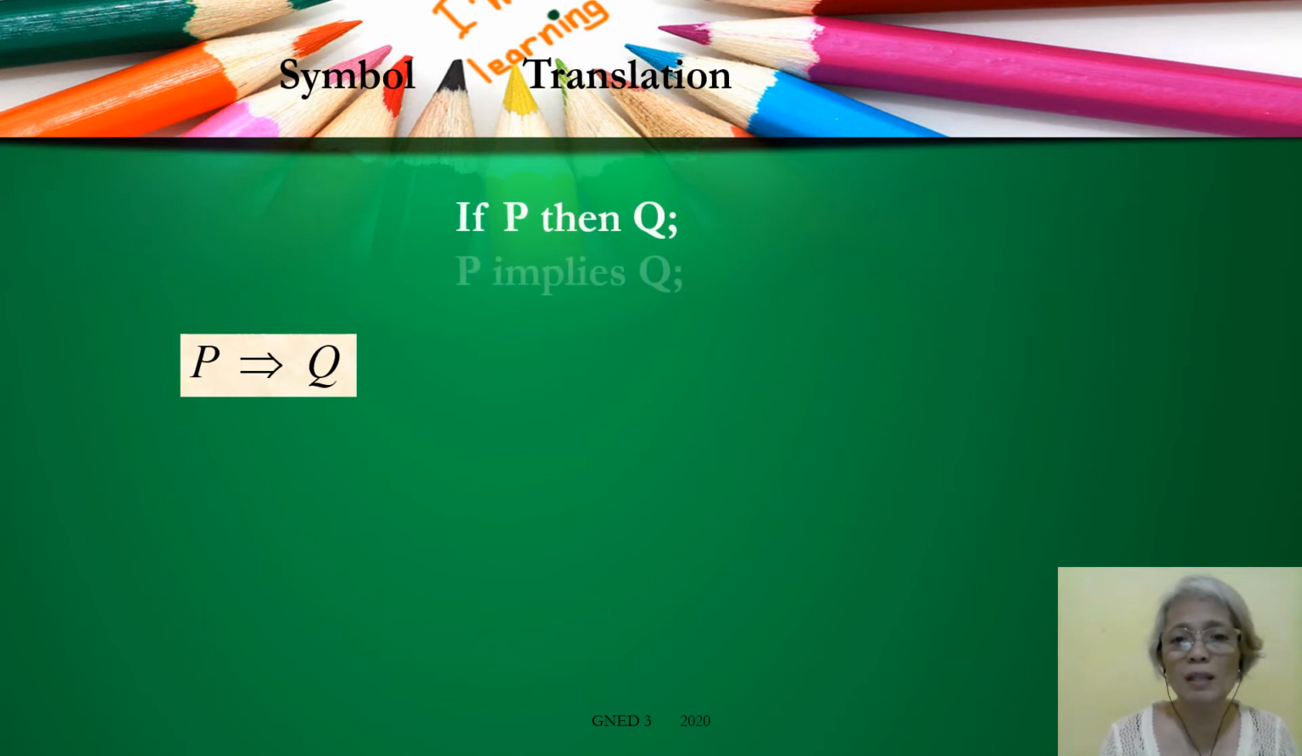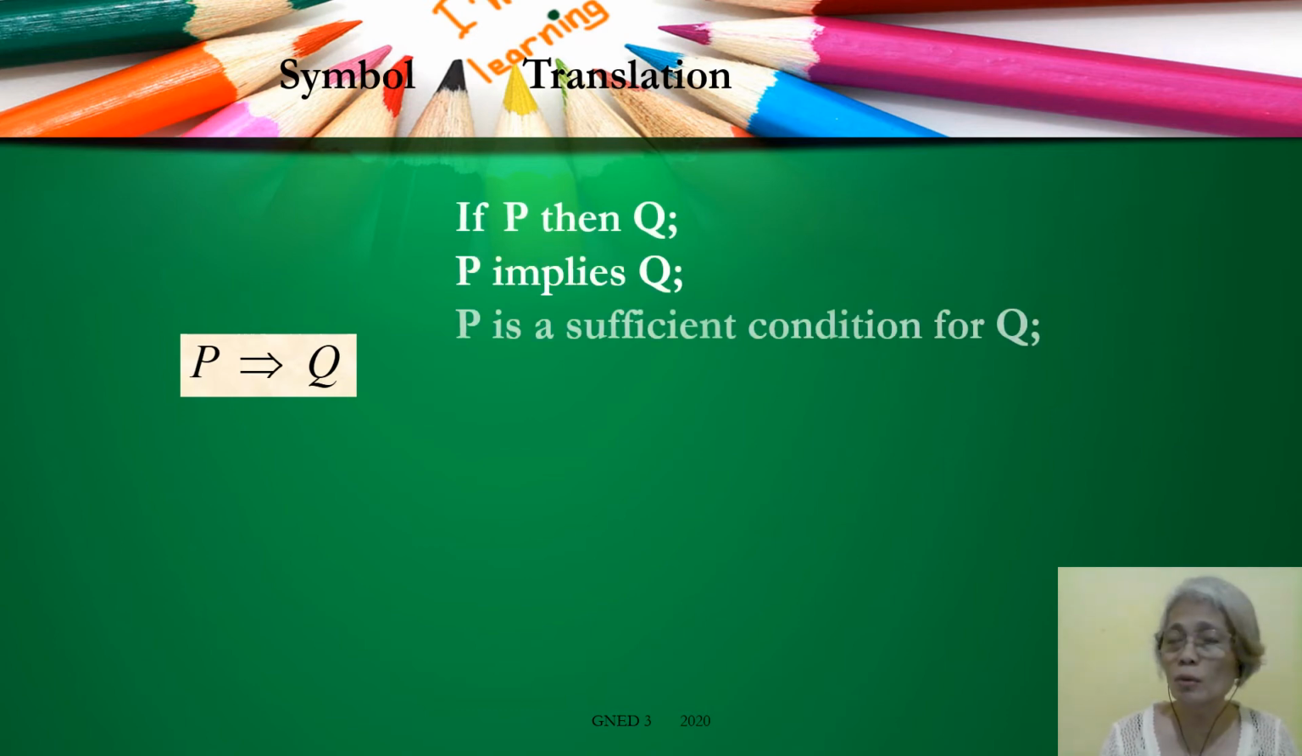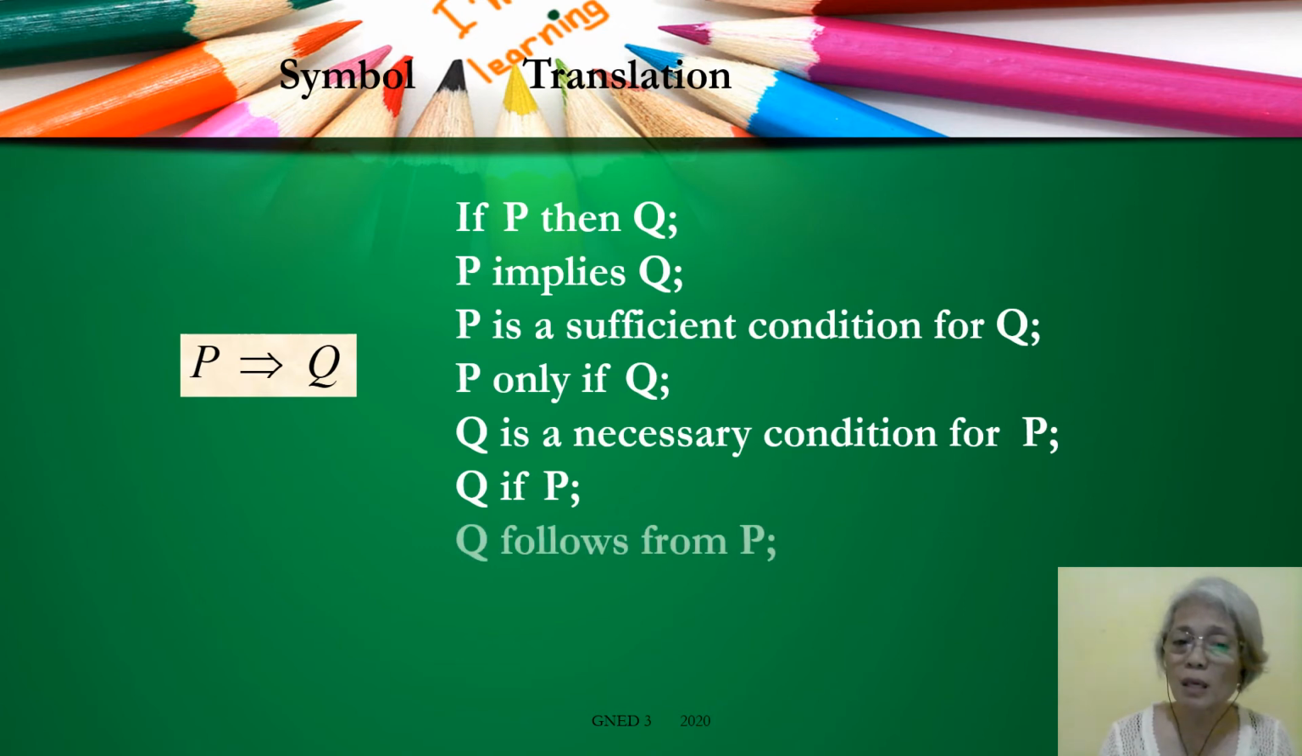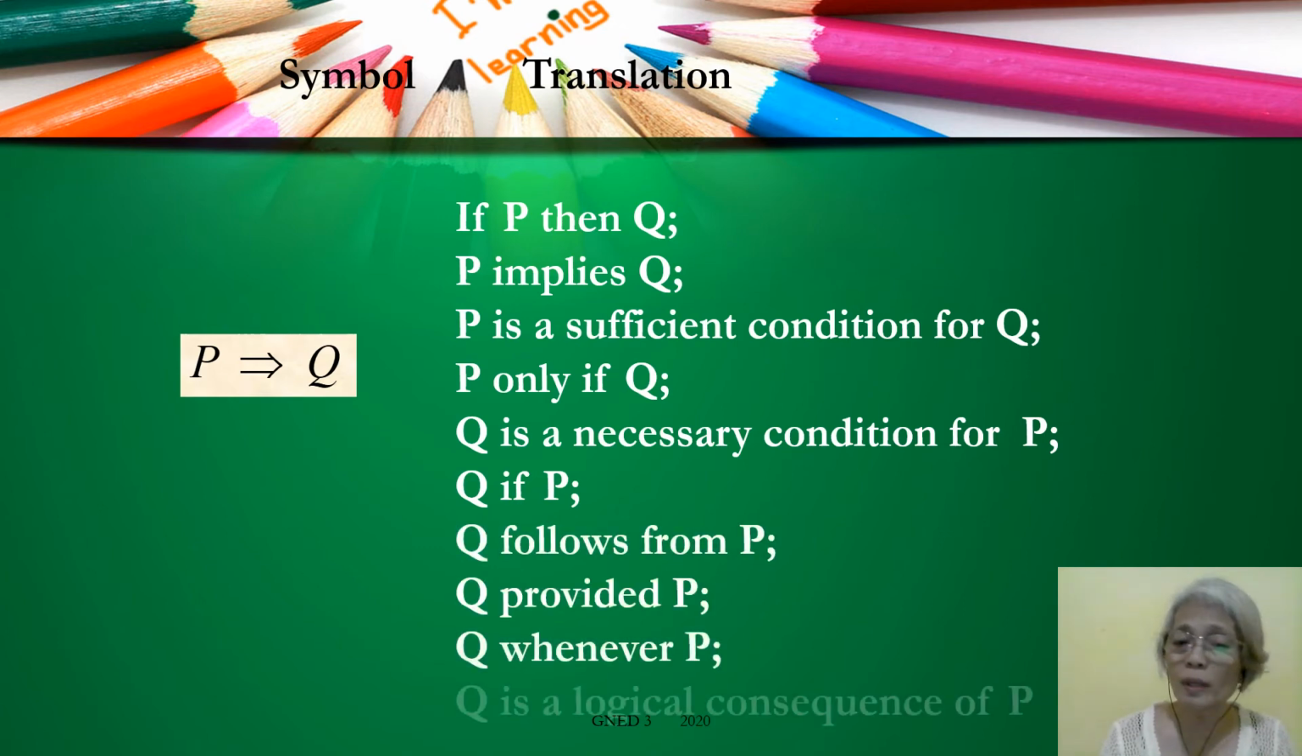These are the words which can be used to mean a conditional: if P then Q, P implies Q, P is a sufficient condition for Q, P only if Q, Q is a necessary condition for P, Q if P, Q follows from P, Q provided P, Q whenever P, Q is a logical consequence of P. So observe, kahit ganito siya, it also means P implies Q. Dapat pag-construct natin, P implies Q pa din.